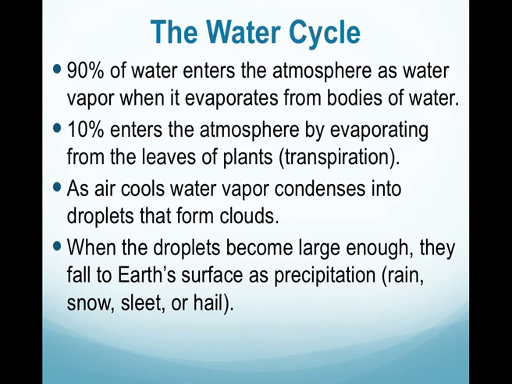90% of our water enters the atmosphere as water vapor, and that comes from bodies of water. 10% enters the atmosphere through leaving plants' leaves. Plants will open up and they will release water back into the environment through a process called transpiration. As the air cools, it cannot hold on to the water vapor anymore. Hot air holds more water vapor than cold air.